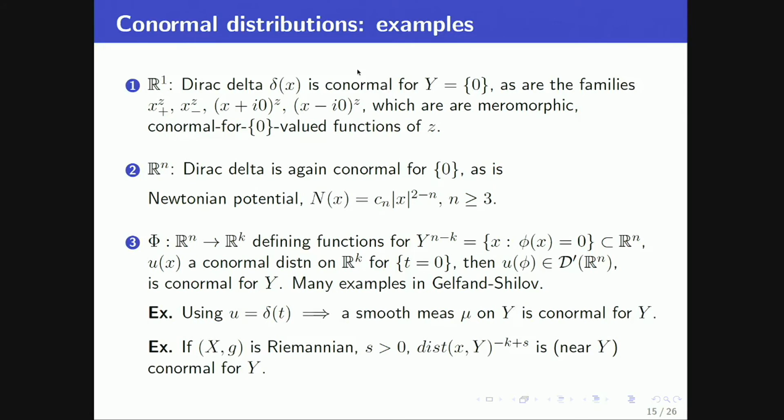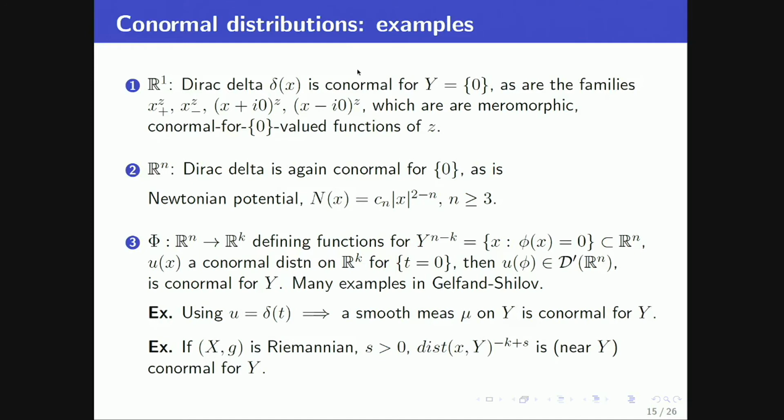Okay, so again, if we look at this general setting where you have defining functions phi1 up to phik for a submanifold Y, so you think of phi as a function from Rn to Rk, and now supposing you have a conormal distribution for the origin in Rk. It could be the Newtonian potential, it could be the distance to the origin in Rk to some power, it could be something else. If you have something which is a conormal distribution for t equals 0 in Rk, then you can form the composition u of phi, and that gives you a distribution which is conormal for Y, which is being defined by these functions phi1 up to phik.